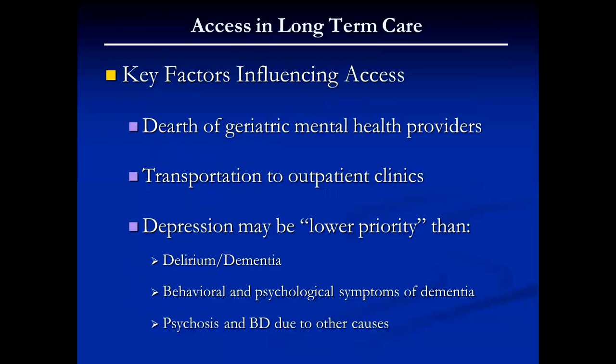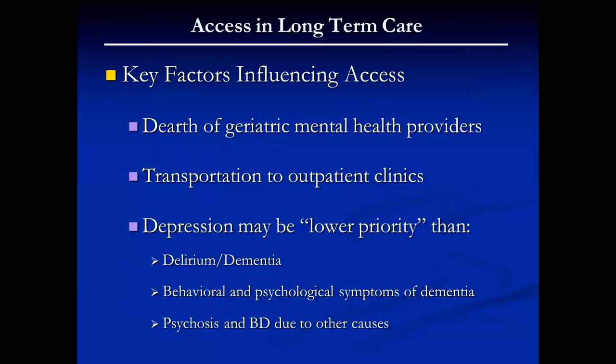A few other factors impacting access to services and utilization of services is simply the demographics. There's the demographics in terms of providers. There's not enough providers out there. And that's true even of the urban settings and the community settings. As I mentioned, transportation to the clinics.